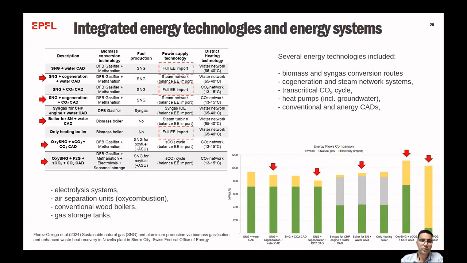We can see also here from this table at the left that some of the configurations, such as the biomass boiler, in which we use directly the biomass to produce hot water instead of generating synthetic natural gas, require the full import of electricity. We don't have a cogeneration system. But also from this plot, we see that we still require a large amount of natural gas import to fire the aluminum remelting furnaces.